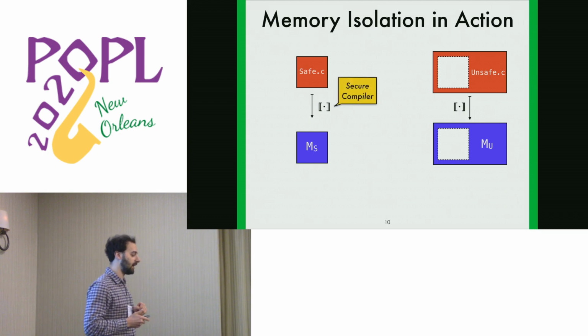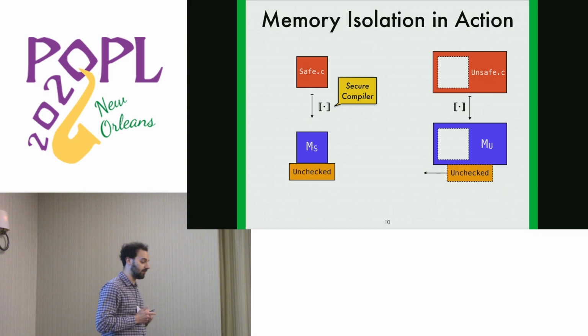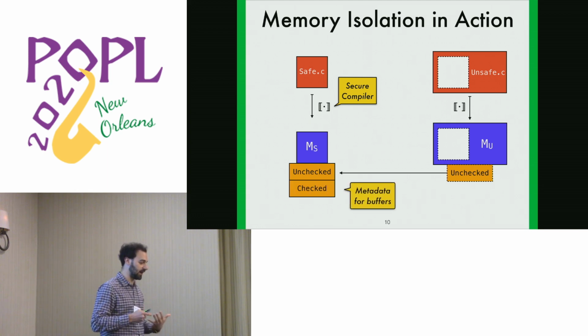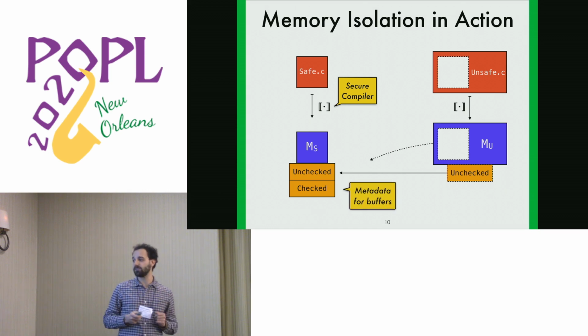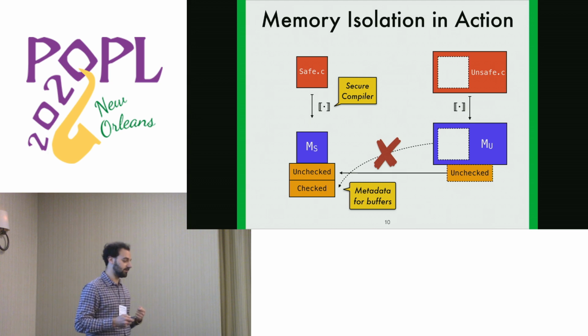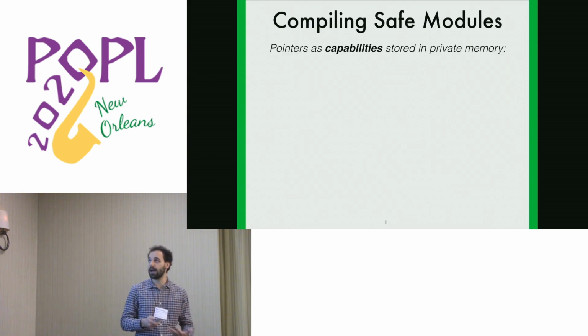We compile the safe and unsafe code with our secure compiler, and we essentially allocate all the unchecked buffers in the shared memory, and we put all the metadata for the buffers in the checked memory. This memory is not exported, so the untrusted module cannot tamper with it.